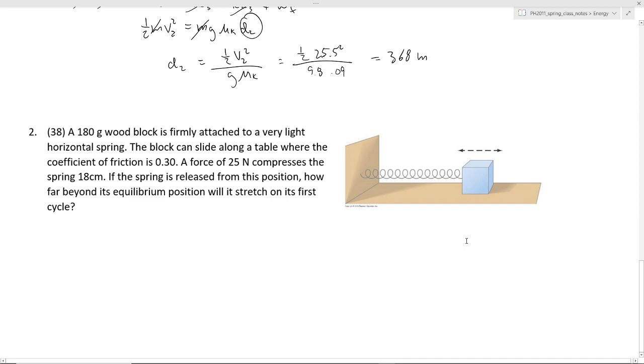So we have a 180 gram wood block that's attached to a spring, and the block can slide along a table where the coefficient of friction is 0.3. And a force of 25 newtons compresses the spring 18 centimeters. If the spring is released from this position, how far beyond its equilibrium position will it stretch on its first cycle?